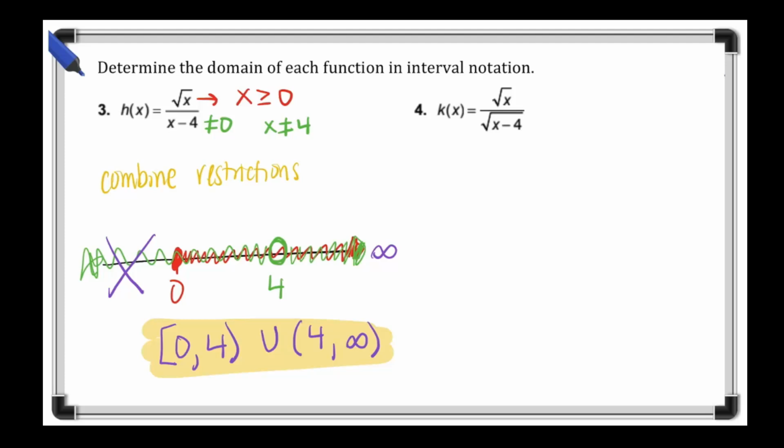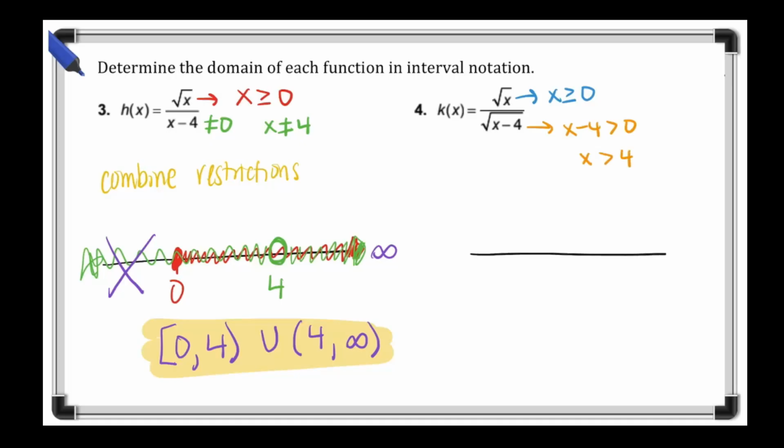Okay, last but not least, we have, again, a radical in the numerator. So the inside is greater than or equal to 0. And the next thing we see is we have another radical, but it's in the denominator, so we cannot have it equal to 0. We know that x minus 4 just has to be greater than 0, so x has to be greater than 4.